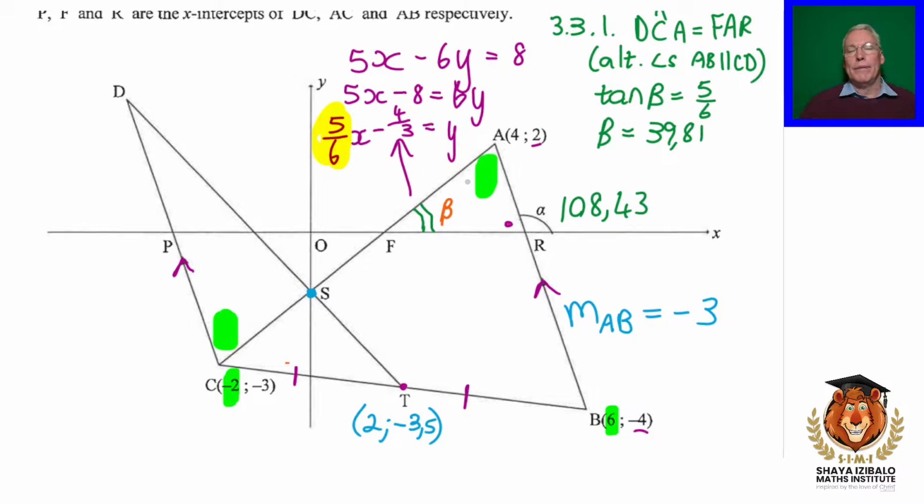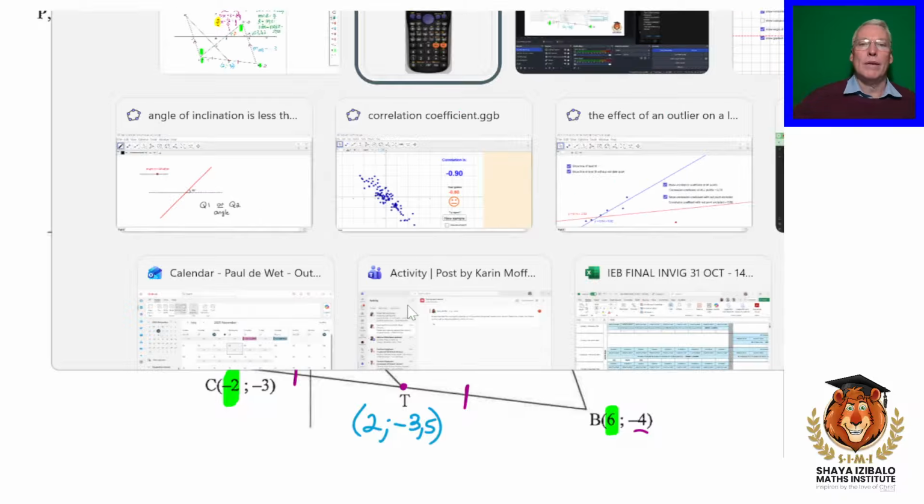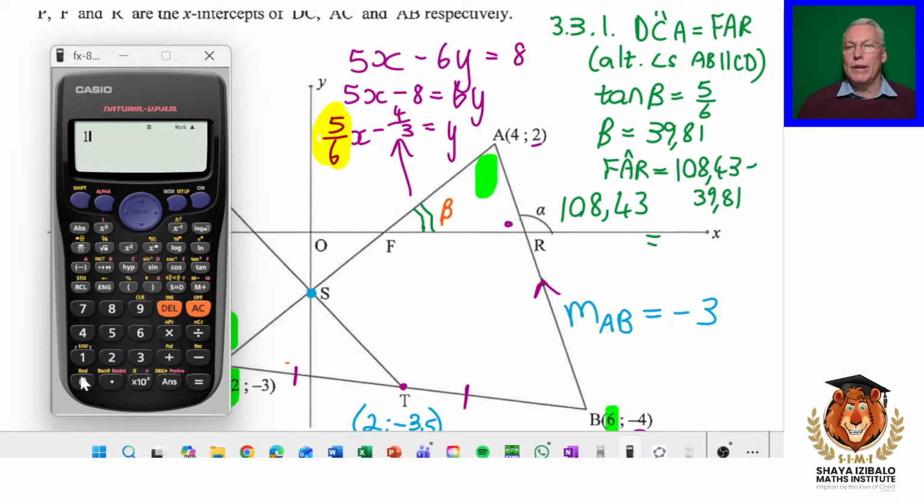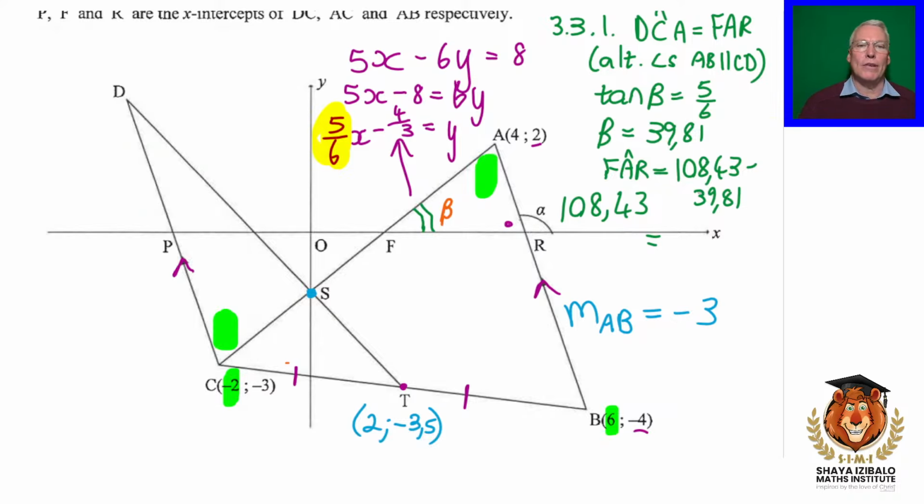Right, and then lastly, angle FAR will just be 108,43 minus 39,81. All right, and that is going to equal 108,43 minus the previous answer, and we get 68,63 degrees. Okay, 68,63 if we use full accuracy, 68,63 degrees. And that's actually what DCA equals.